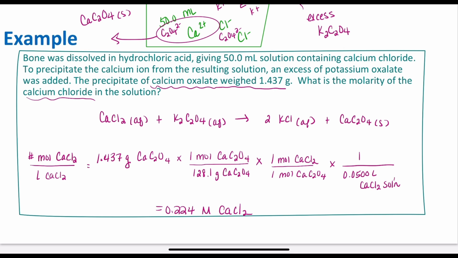Check your sig figs. You have 4 sig figs here, 4 sig figs here. It's exact here, but only 3 sig figs here. So my final answer can only have 3 sig figs as well. So 0.224 molar calcium chloride is our molarity of that solution.